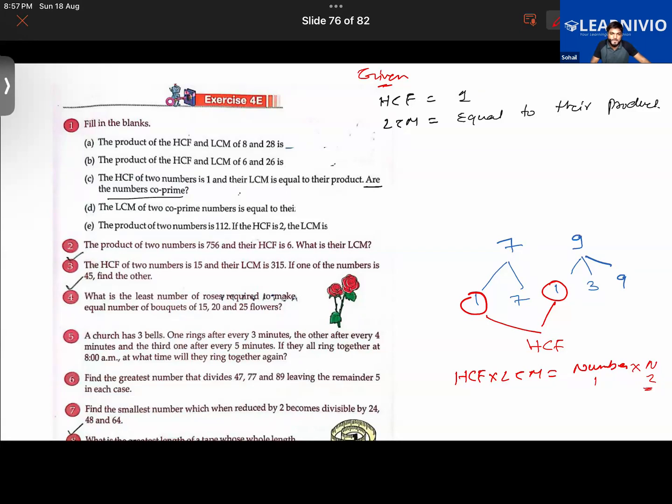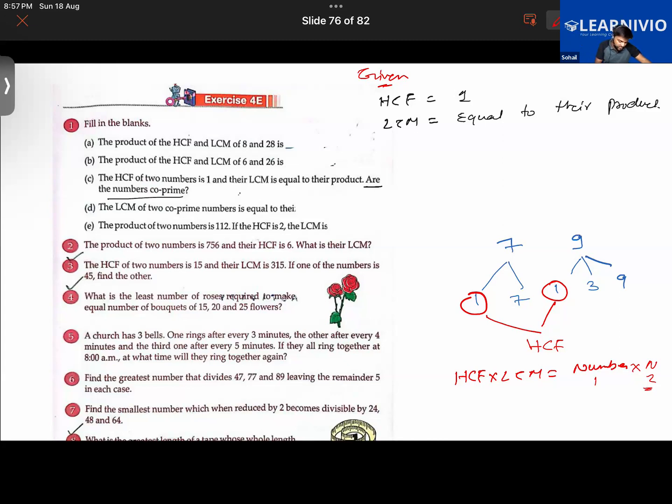Are you getting this? What did you understand from this? Please do let me know. That the HCF is 1, and 7 and 9 are co-primes, their HCF is 1. Not just 7 and 9, for other numbers also. If the HCF of any two numbers is 1, then those numbers are co-prime. It is already mentioned in the question, so yes, the numbers are co-prime.